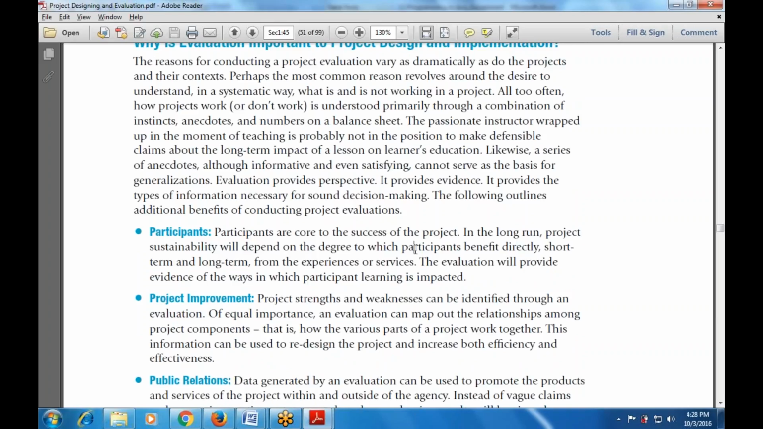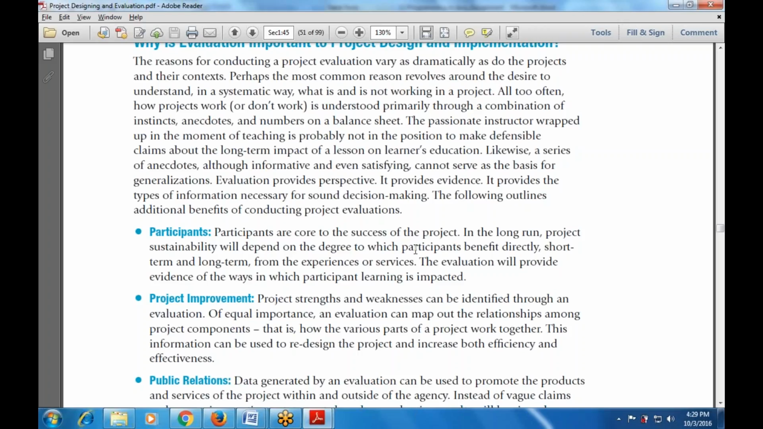Participants are the main part of the success of the project. In the long term, project sustainability will also depend on the degree to which the participants benefit directly. They are going to benefit short term and long term from the experiences or services. And the evaluation will also provide evidence of the way in which participant learning is impacted.